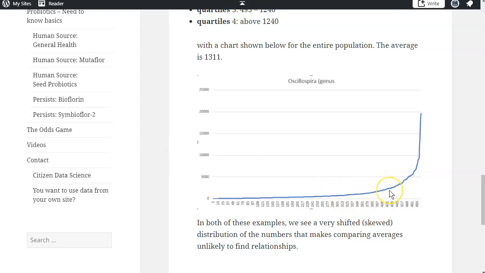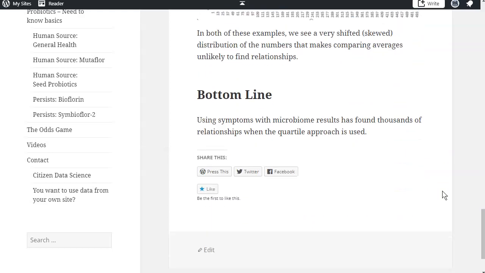And if you're trying to detect by using averages, you're going to have a rough time. That's why we use the quantile method. We divide it into 4 and see whether or not we have a biased dice or a biased bacteria. And so the bottom line is that is how we determine if a bacteria is significant.